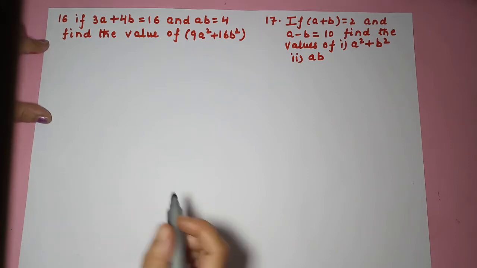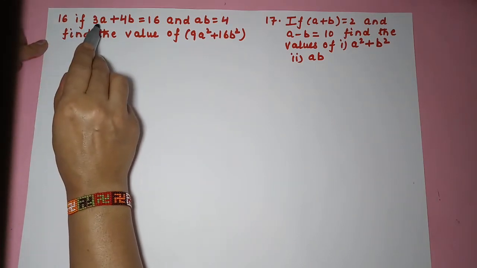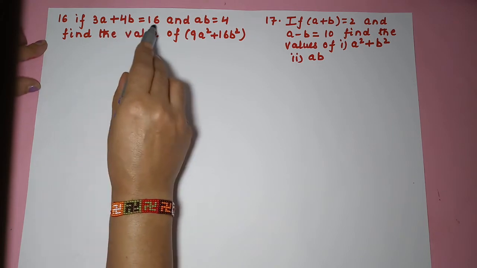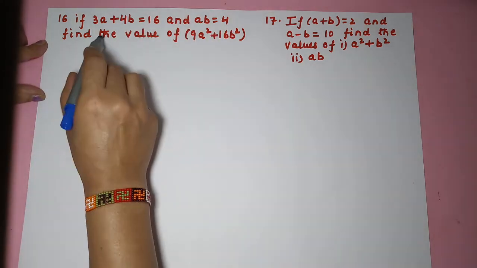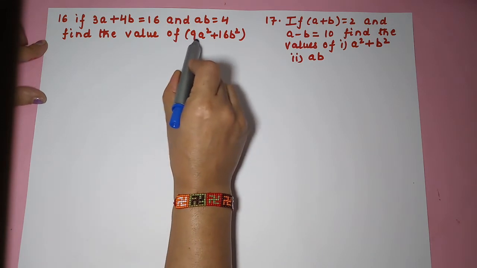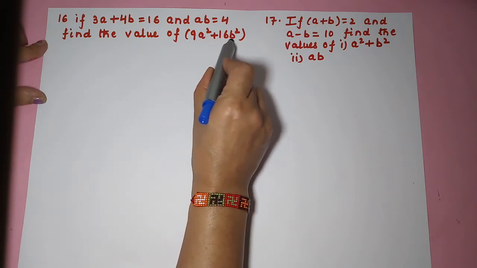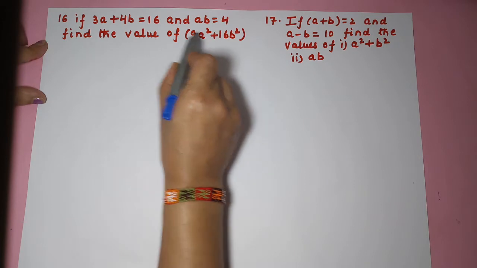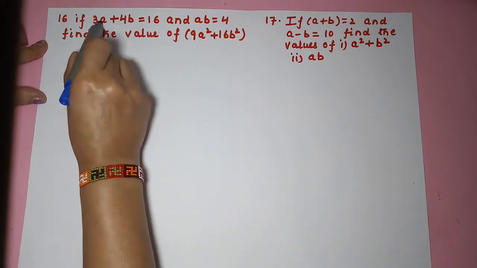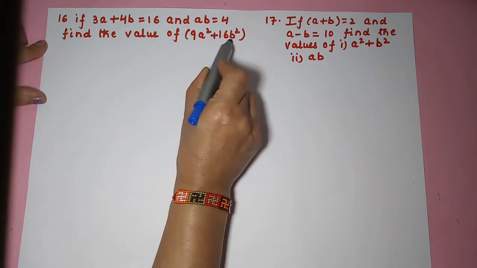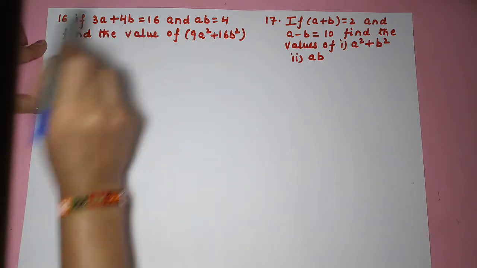Here in question number 16, we are given that 3a plus 4b is 16 and ab is 4. And we are supposed to find the value of 9a square plus 16b square. So it means clearly if I square this, I will get 9a square and 16b square, right? So let me try that.